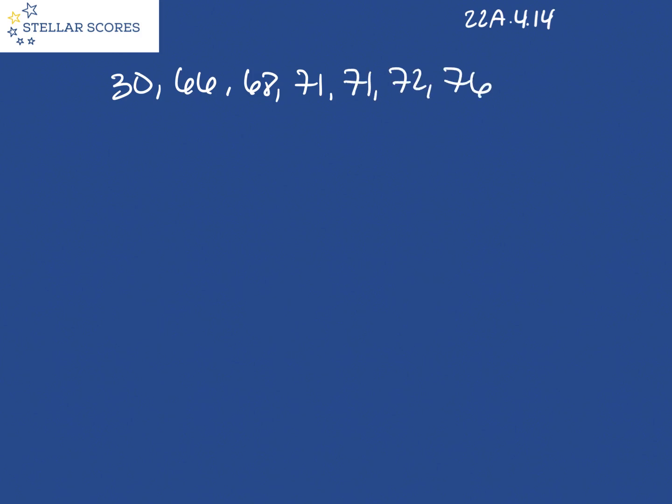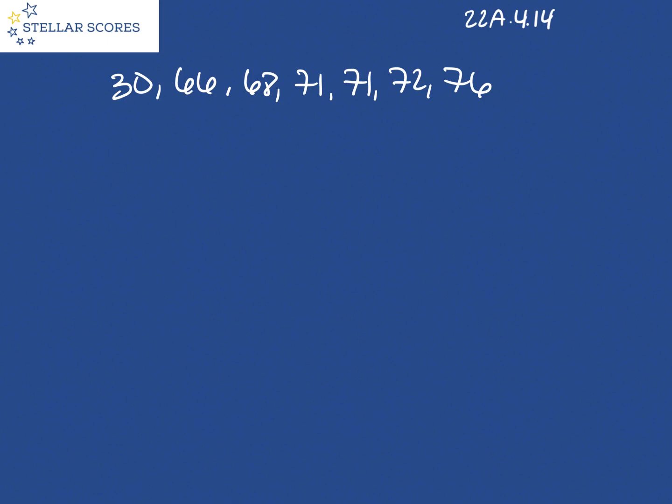And do you see how these guys, well, I guess they're sort of lined up in order, but traditionally we go smallest to largest. So let's rewrite them smallest to largest. So we have 30, 66, 68, 71, 71, 72, and 76. All right. And it says this 30 was recorded in error, and so they want to know what happens if we remove it. But let's look at it first.